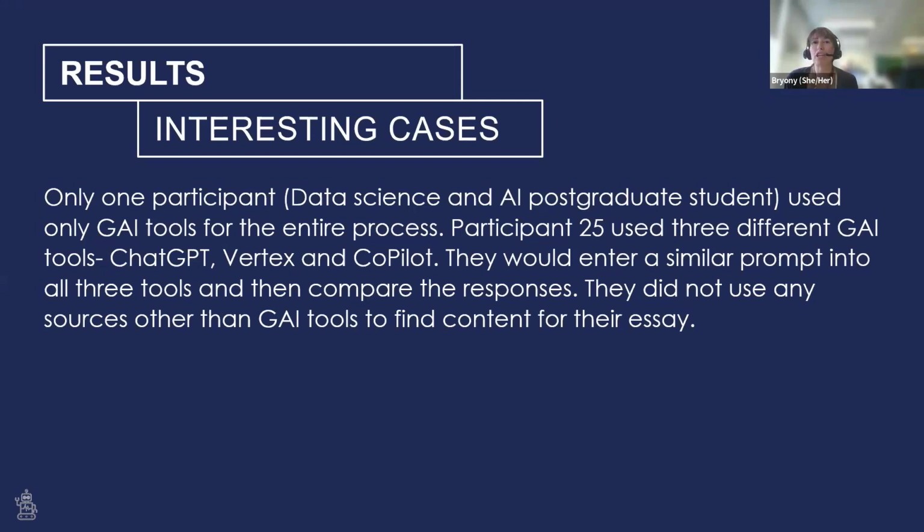So they would actually use 3 different GAIs, put the same prompt into each one and compare the 3 to see which of the 3 was best. So they were probably one of the only students who actually did a direct comparison between different GAIs in order to decide how they were then going to include that information. But perhaps a little concerning that they weren't going to use any other sources at that point.